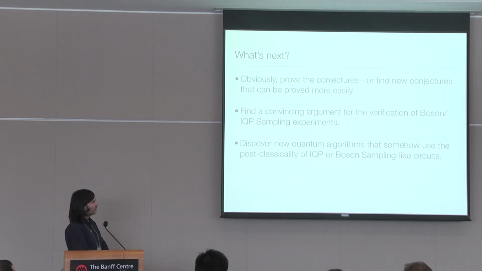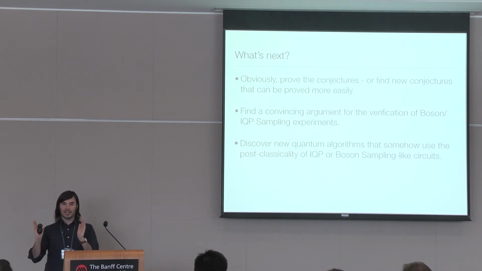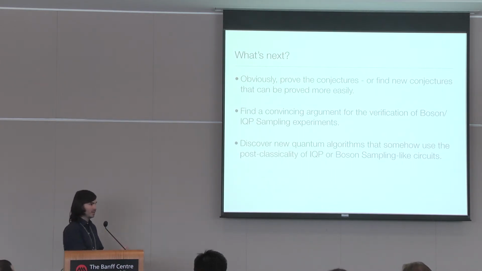And finally, we'd like to discover new quantum algorithms that somehow use the post-classicality of IQP or Boson sampling-like circuits. Sampling problems, the way I have presented them, are just like we're doing random sampling on random things. We're not really doing algorithms. It would be nice to actually show that the quantum supremacy of these classes of circuits can be exploited to do something we care about.